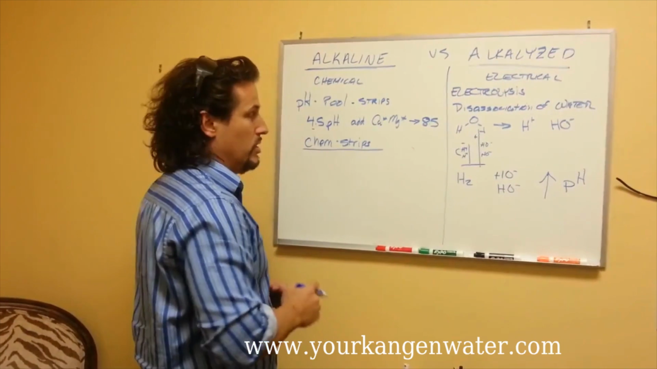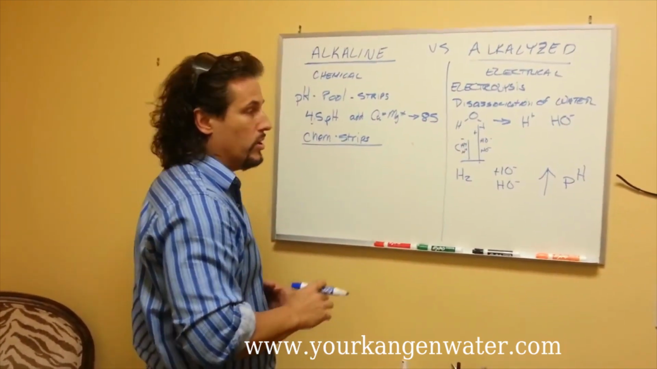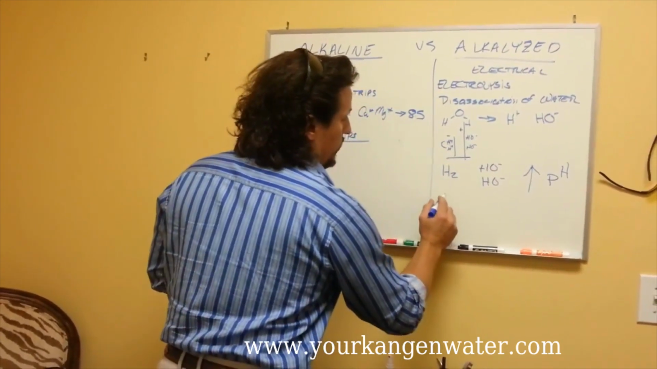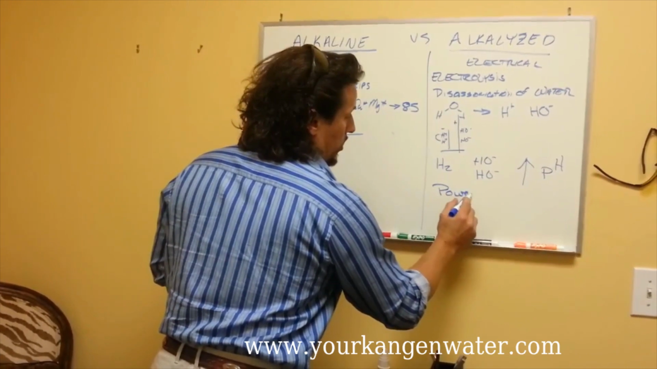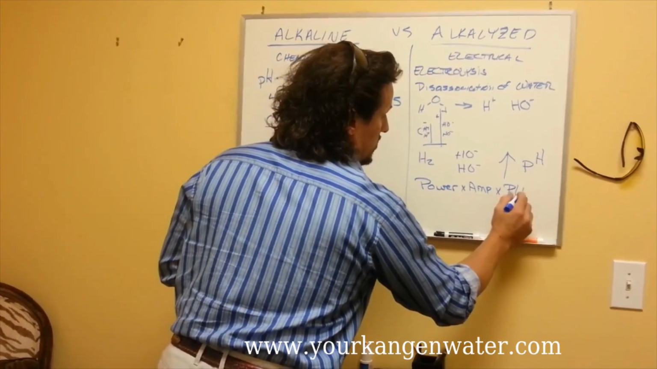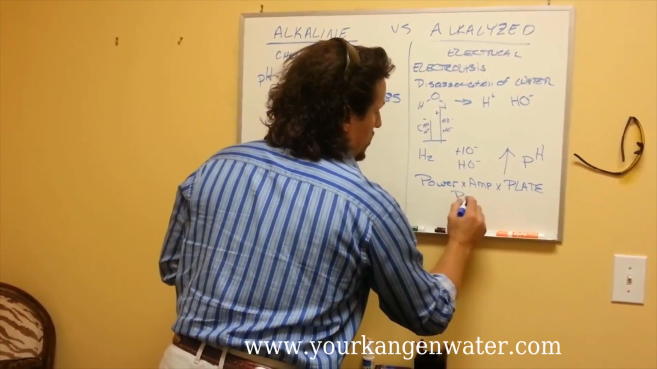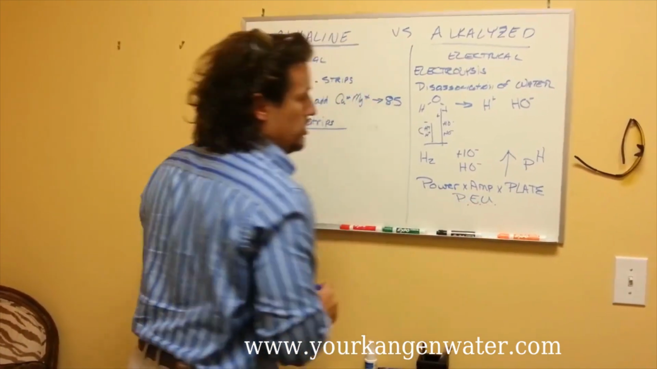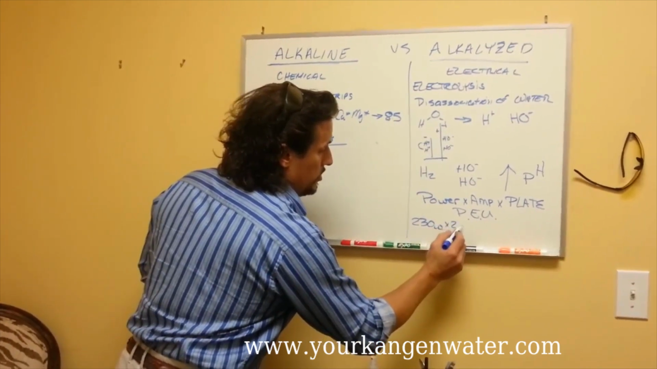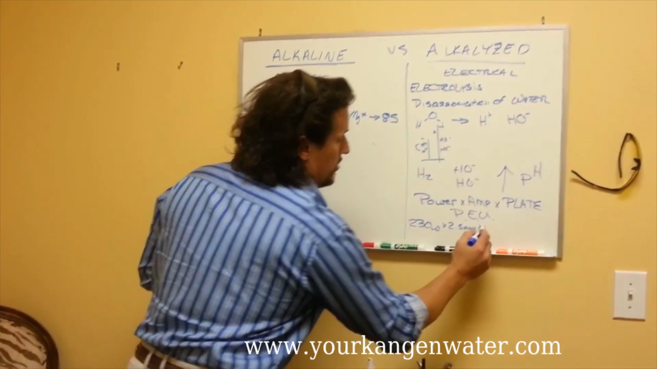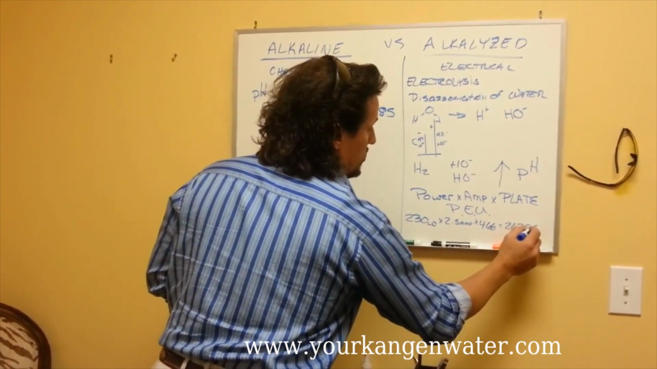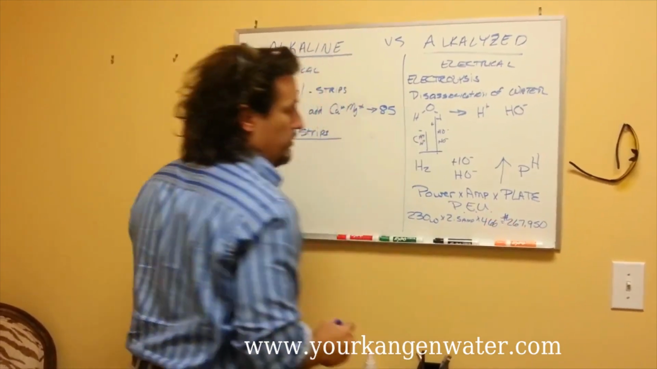There are no chemicals added. There's nothing taken or added to the water. It is strictly a requirement of power, which is where this unit comes in. If you look at it as a question of power times amperage times the surface area of the plates, that'll give you what's called a PEU, which is potential electrolysis units. If you take 230 watts times 2.5 amps times 466 square inches, you get a PEU of 267,950 from an SD501.